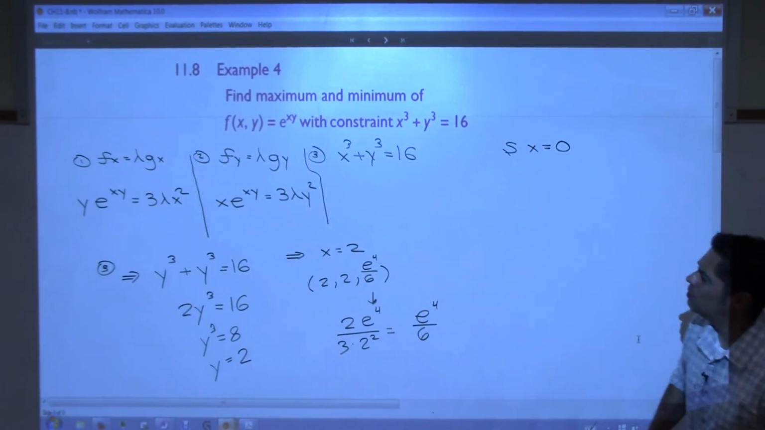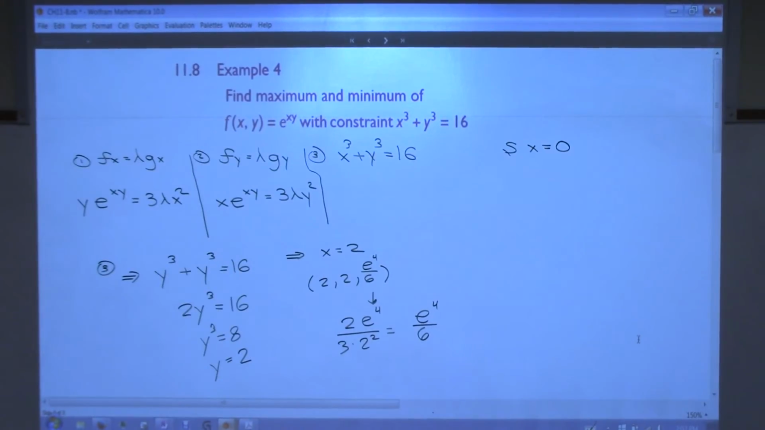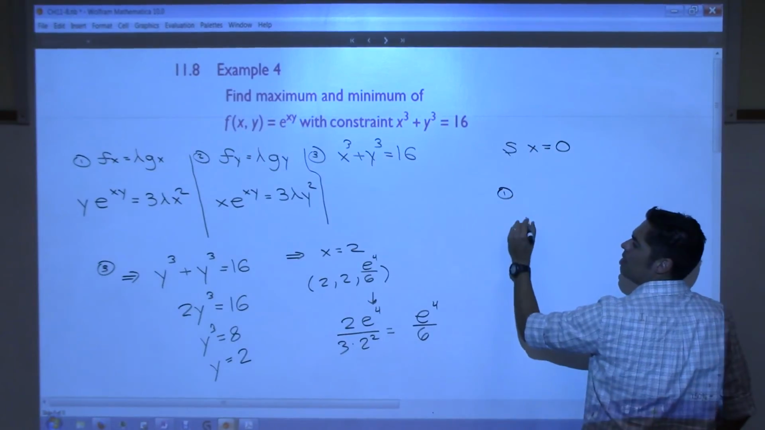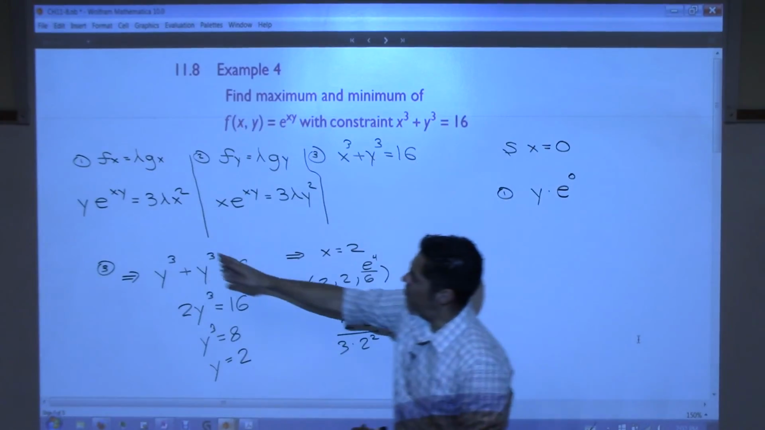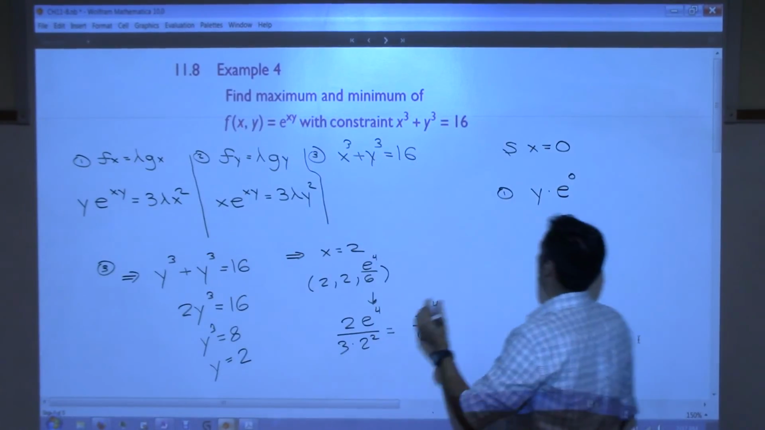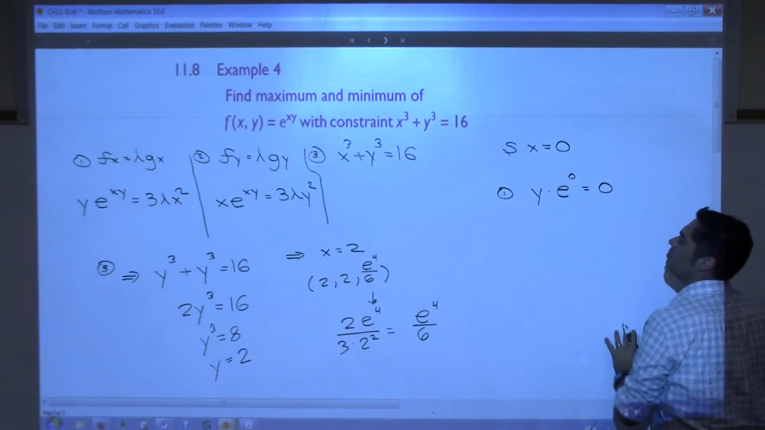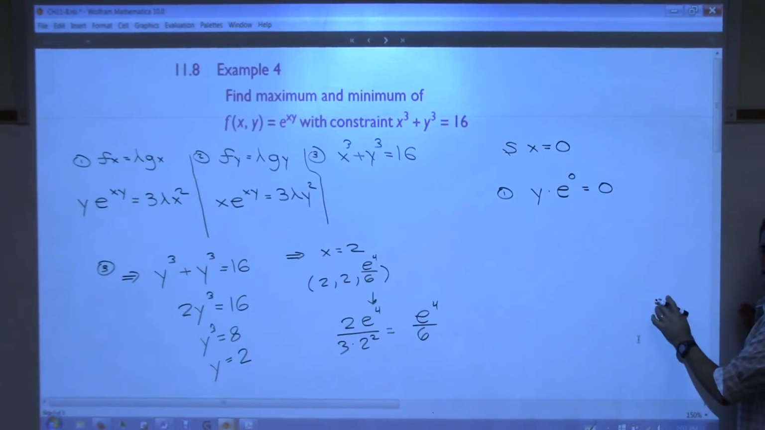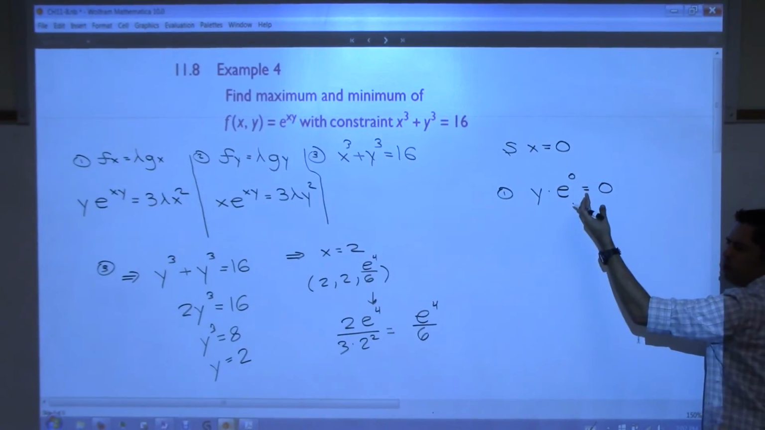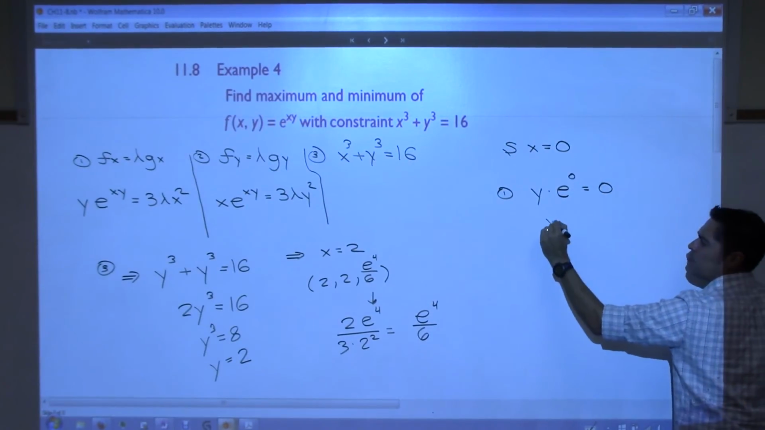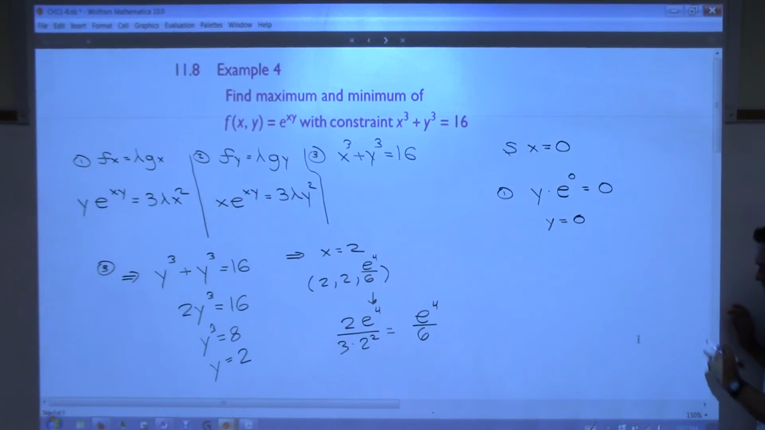Where? What equation? The first equation? If x is 0, the first equation would become y times e to the 0 equals the right side, which is 0. If you divide both sides by e to the 0, which is 1, this means y is 0. I don't see a contradiction yet. So that's OK? So if x is 0, y is 0.